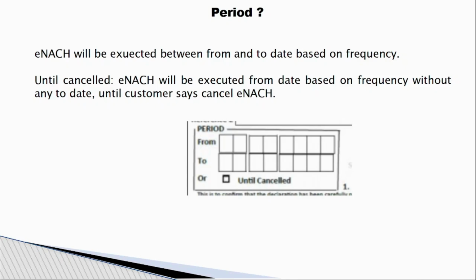You have one more option, until cancelled. You will give a from date, so from today onwards your eNACH will be executed until cancelled. There won't be a to date. Whenever the customer comes and requests cancellation of the eNACH, only then will they stop the eNACH execution.